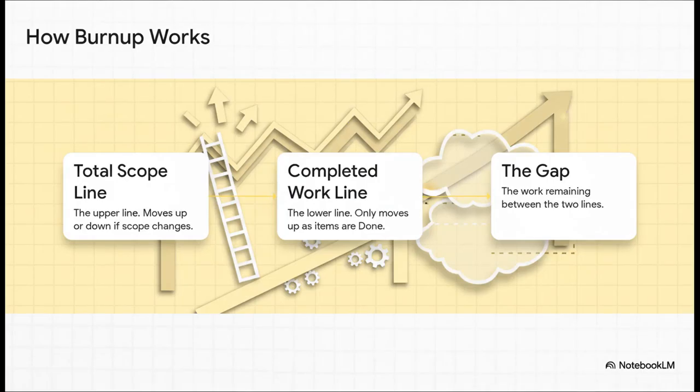Here's how it works. You've got two key lines to watch. The line on top, that's your total scope. It's the finish line. If someone adds a new feature, that line jumps up. The bottom line is all the work your team has finished, and that line should only ever go up. And the space between those two lines, that's simply the work that's left. It's clean, it's simple, and the two stories are perfectly separated.